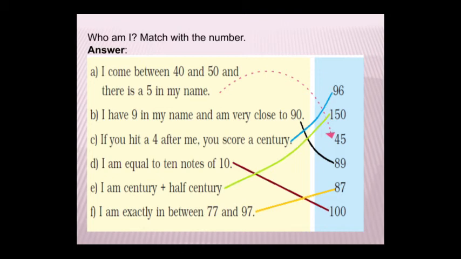I am equal to 10 notes of 10. 10 notes of 10 means there are 10 times. So 10 into 10, that is 100. I am century plus half century. Century means 100, half century means 50. If you add both, it is 150. 150 is the answer. I am exactly in between 77 and 97. Which number is in between 77 and 97? Yes, it is 87.